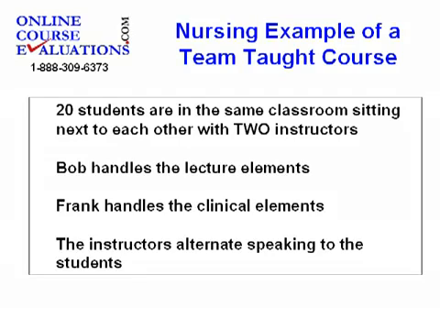A Team Taught course is when multiple instructors are teaching the same group of students at the same time. For this example, picture that we have two instructors, Bob and Frank. Frank does the lecture component of the class, and Bob does the lab. The nursing school wants to ask 10 questions of Bob, 5 of Frank, and 7 course-related questions, like how are the books, which have nothing to do with Bob or Frank.